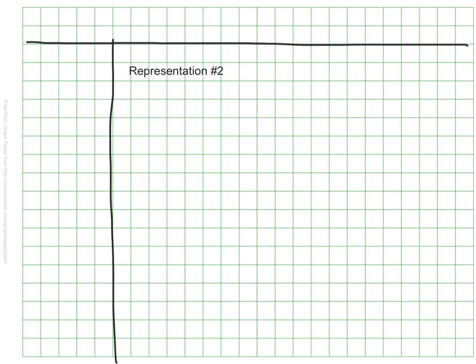A second way to represent algebraic information, representation number 2, is a graph. Let's remember again that our situation has us going 30 miles for every gallon of gas. Right? So we can set this up with a graph, and we'll need to make sure we have our independent variable along our x-axis and our dependent along the y. So go ahead and get your graph set up.